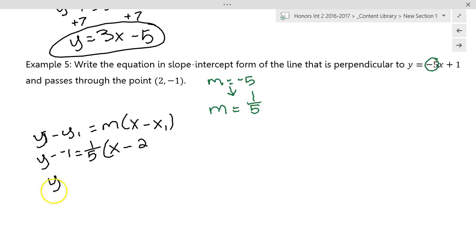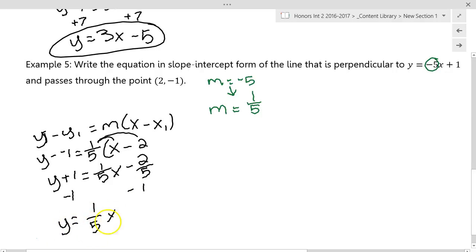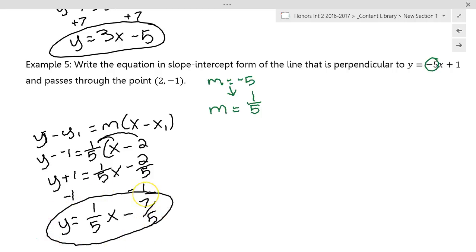So this is really y plus 1 equals, distributing that slope, 1/5 x minus 2/5. I'm going to subtract 1, so y equals 1/5 x, and then -2/5 minus 1. You should always use a calculator, but this is -7/5. 1 is 5/5. 2 minus 5 is 7. So y equals 1/5 x minus 7/5.